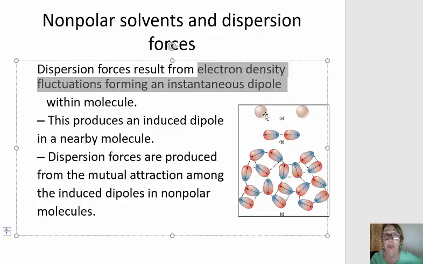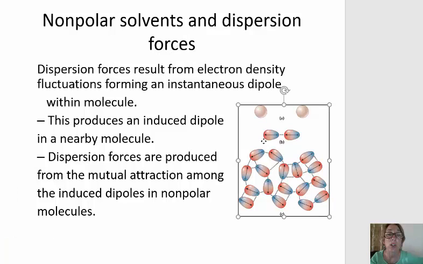At any given time, and that's what we mean by instantaneous, electrons, because they're moving so quickly, may be at one end of the molecule. That is depicted below, where the red section of the molecule is where the electrons are, and the blue section of the molecule is where the electrons have migrated from. This is just randomly occurring, and it's instantaneous. It doesn't last for very long.